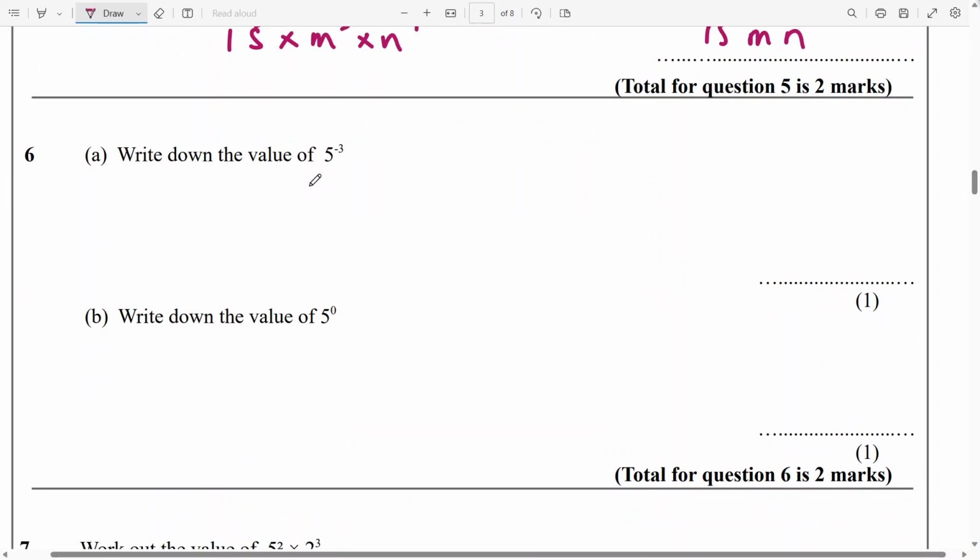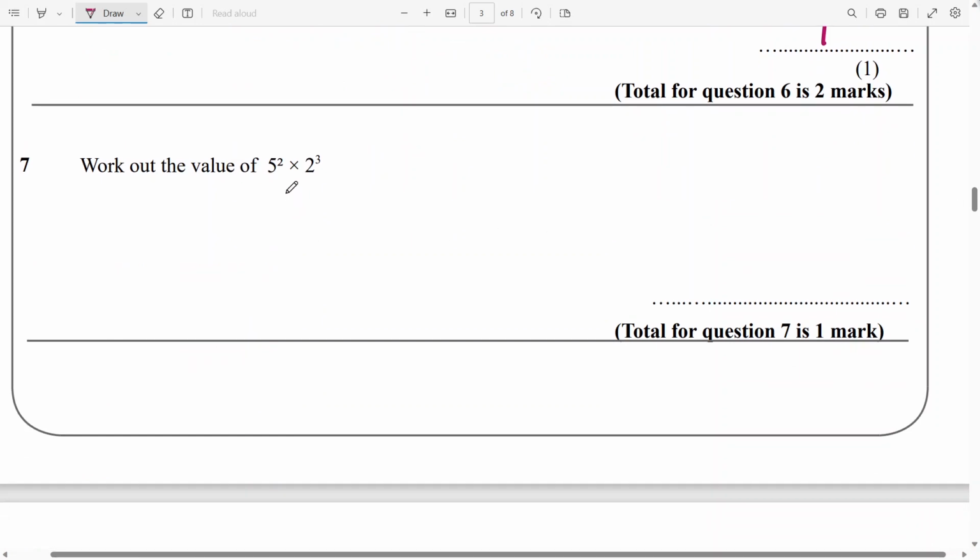Now we need to write down the value of this. So it's going to be 1 over 5 to the power of 3, which is 1 over 125. And then write down the value of 5 to the power of 0. Well, it's definitely going to just be 1. Okay? Just 1.